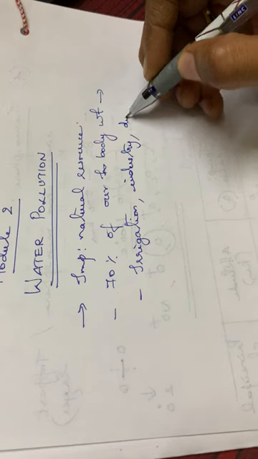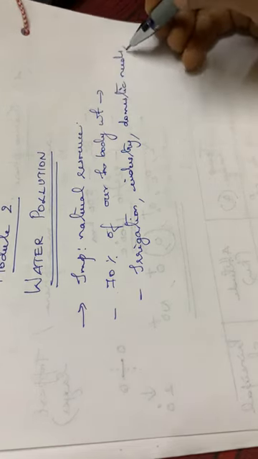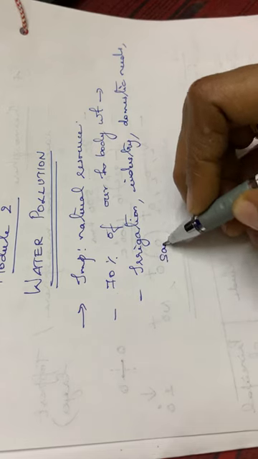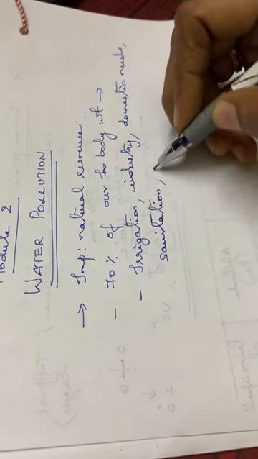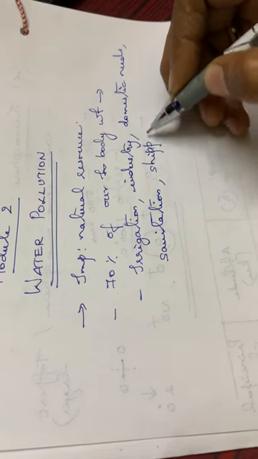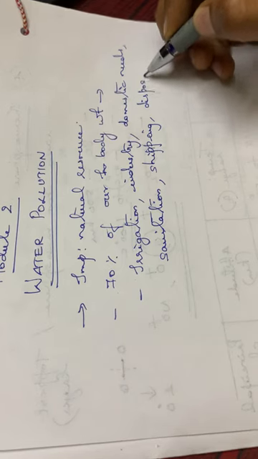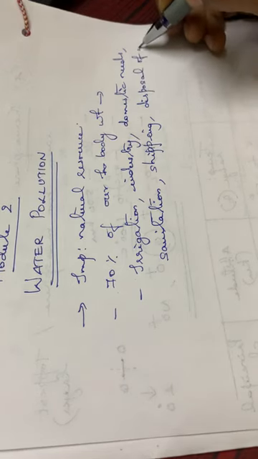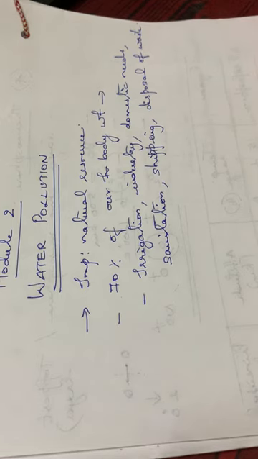Then domestic needs, then sanitation, then shipping, then disposal of waste, etc. So for many purposes this water is used, isn't it? So these are some of the introductory part of this chapter, the uses of water.